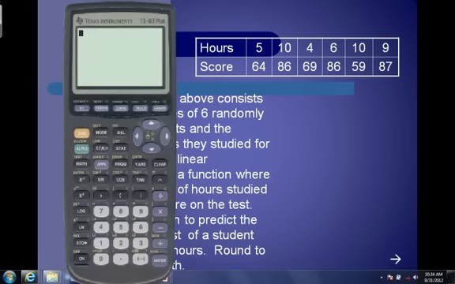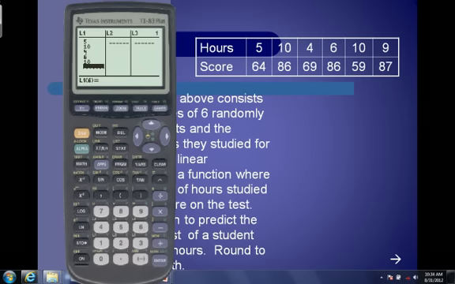To do this on your calculator, we are going to enter the values just like we did in topic 1.1 or 1.2. We're going to go into Stat, and the first thing we want to do is Edit. So we're going to select Edit, and we are going to enter the x values in L1, so that's going to be 5, 10, 4, 6, 10, and 9. Then we're going to enter the y values: 64, 86, 69, 86, 59, and 87.